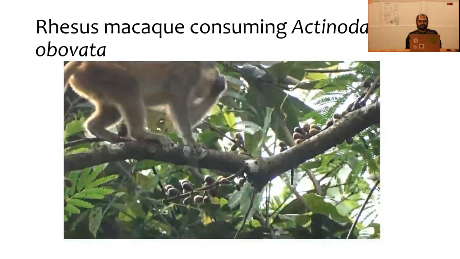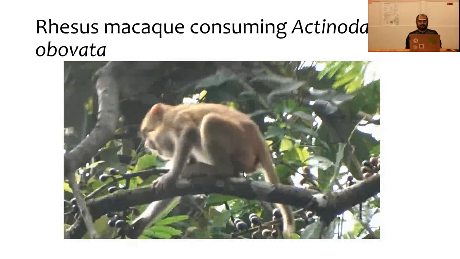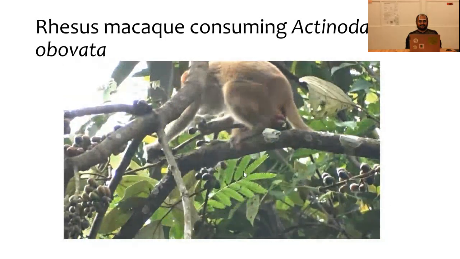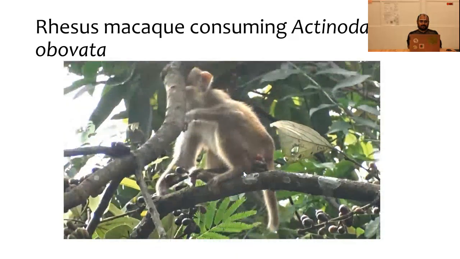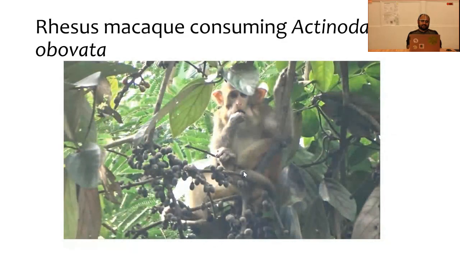Now please see the cheek pouch. A macaque generally puts lots of fruits in their cheek pouch, and then they go around 50-60 meters or more from the parent tree, and sit in a place where they eat all those fruits. They disperse, or throw, those seeds below where they are resting, and that's how they disperse seeds.